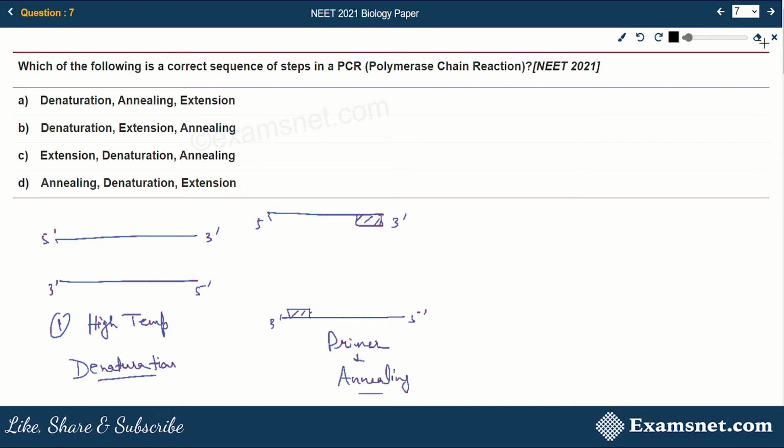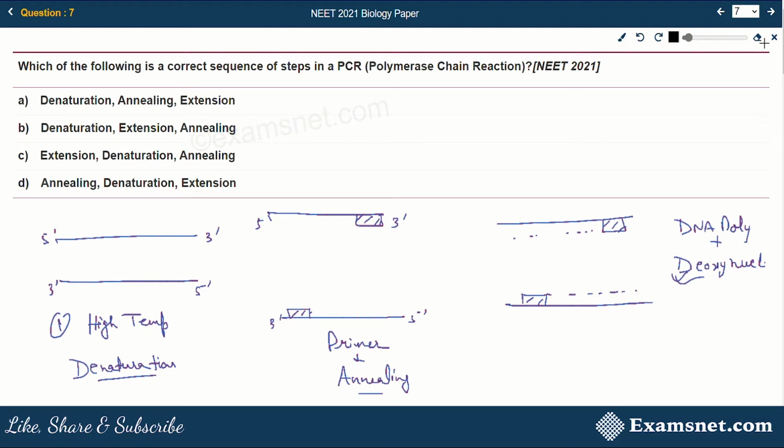Okay. Now, in the third step, an enzyme known as DNA polymerase is provided plus some nucleotides known as deoxynucleotides. So what happens? This DNA polymerase enzyme extends these primers to form two separate copies of DNA with the help of the nucleotides which were provided. So since the extension of primers takes place during this step, this step is known as extension. Got it? So the correct option will be denaturation, annealing and extension.